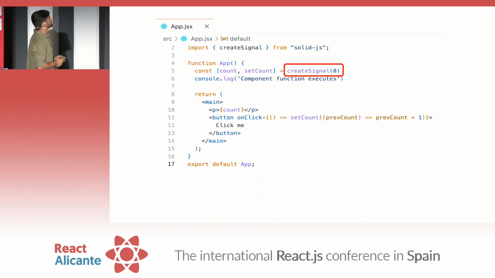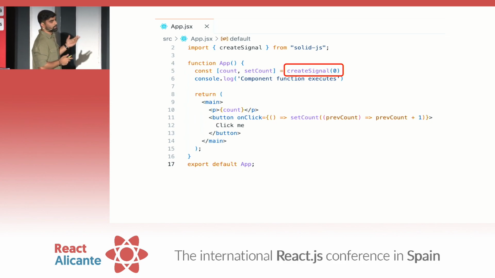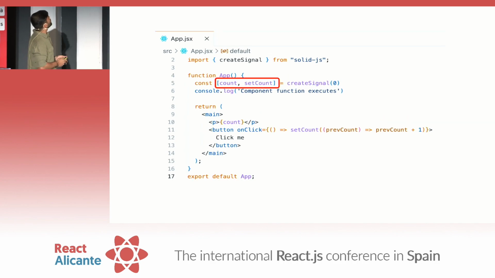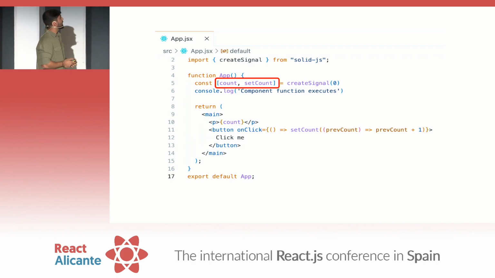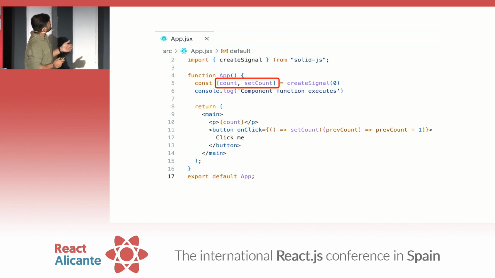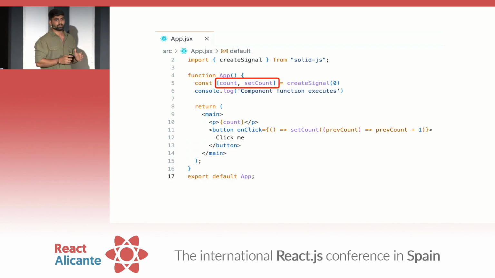Now in SolidJS, things are almost the same. Instead of useState, you are using createSignal. Again, you are getting two things: one is the current state snapshot and a method to update that. And that's where all the similarity comes in.